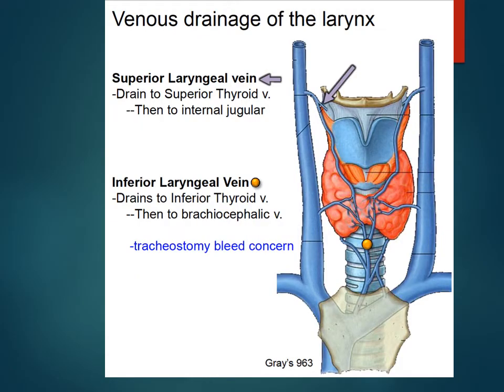With the same idea here, the venous drainage is completely the opposite. The superior laryngeal vein drains into the superior thyroid vein into the internal jugular, and the inferior laryngeal vein drains into the inferior thyroid vein, then to the brachiocephalic vein. The main concern in case of tracheostomy is bleeding while doing the tracheostomy procedure.